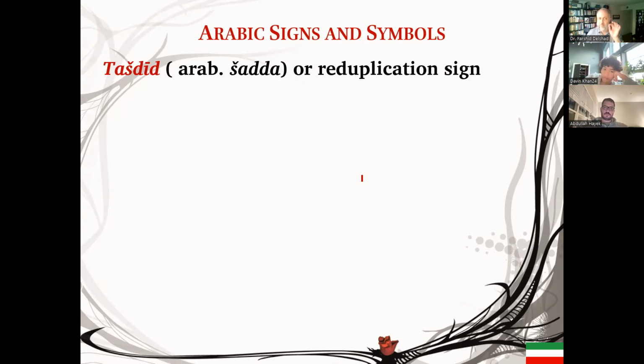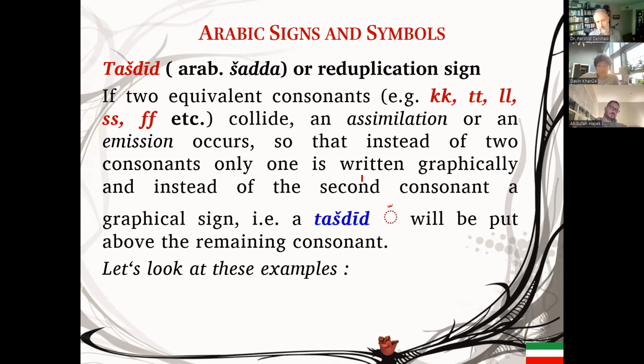And then we have this specific sign of tašdīd. Of course, it means intensification. In Arabic it's called shadda. In Persian, we call it tašdīd, like lots of other words that we took from Arabic and gave another meaning. It literally means intensification. It is a duplication sign. We use it above the letter that is doubled. And we drop the second one as a remnant, and we use then the sign tašdīd.